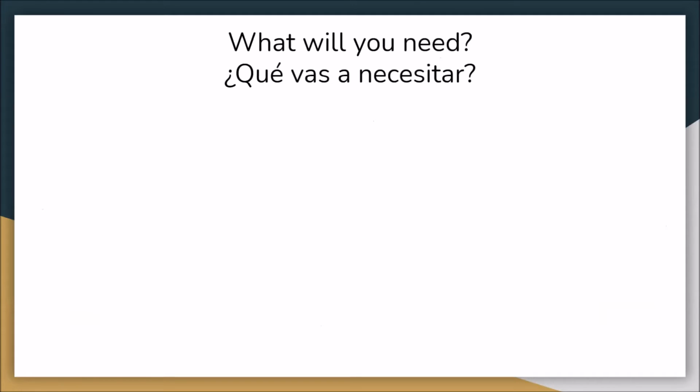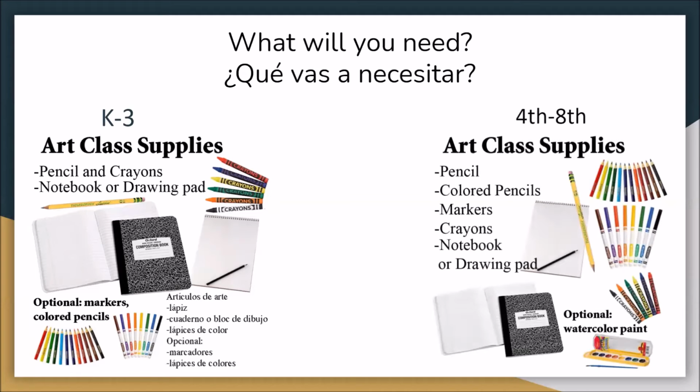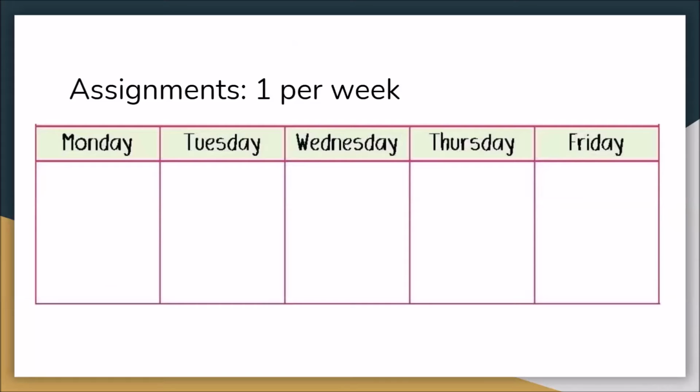Okay, so what will you need? If you are in K-3, you need a pencil, you need crayons, and you need a drawing pad or a notebook. It doesn't matter if it has lines in it. If you want optional materials, you can get markers and colored pencils, but those are not necessary. If you are in 4th through 8th grade, you will need colored pencils, markers, crayons if you want. It's not necessary as long as you have something to color with, and of course a notebook or a drawing pad.